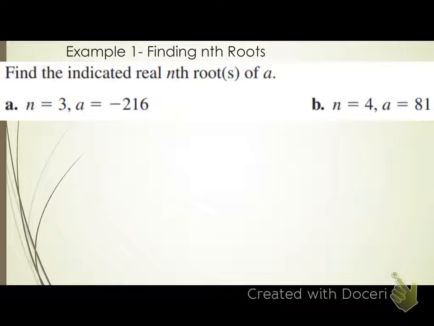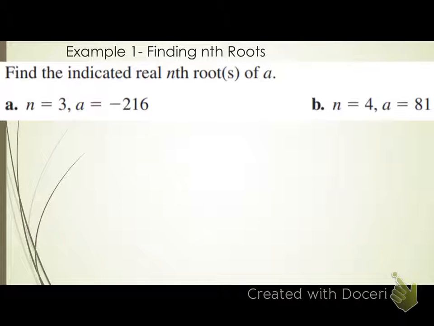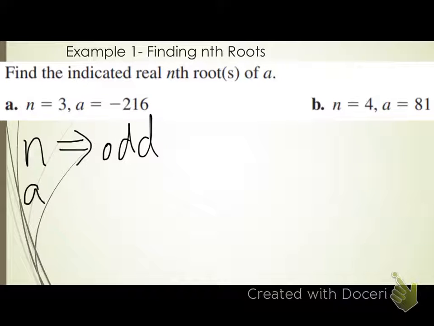So let's look at some examples. It says find the indicated real nth roots of a. So we're going to be using this chart to help us out, and then we're going to actually find the roots. So it wants us to find the third root, the cube root of negative 216. So let's look at our n value. Our n value is 3. You got to ask yourself, is 3 an even or an odd number? It is odd. And then I have to ask myself if a is less than 0, equal to 0, or greater than 0. Negative 216 is less than 0.